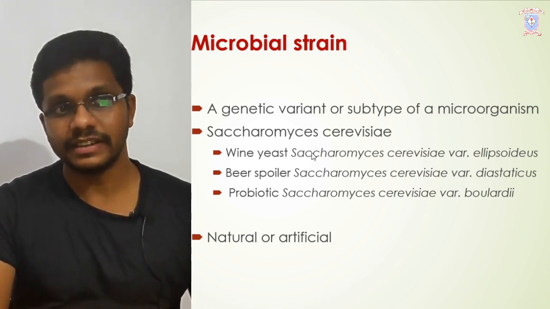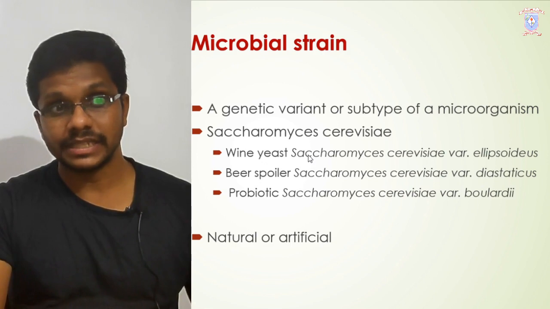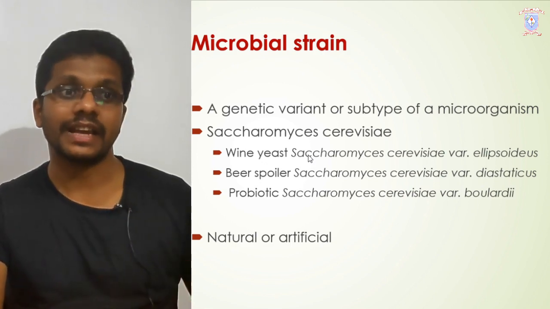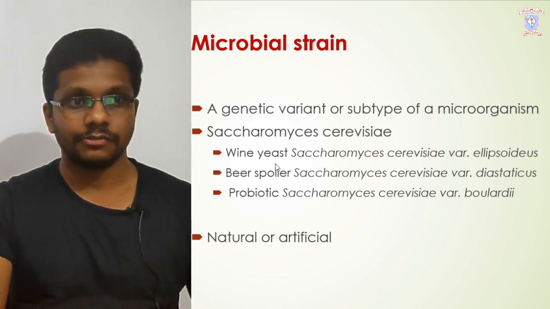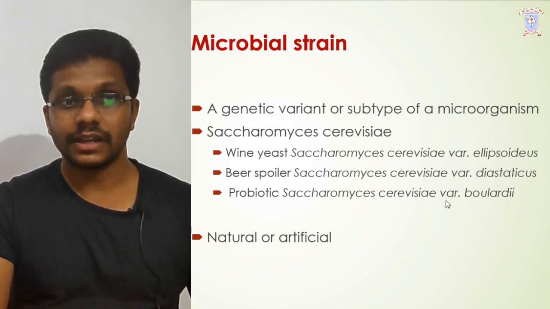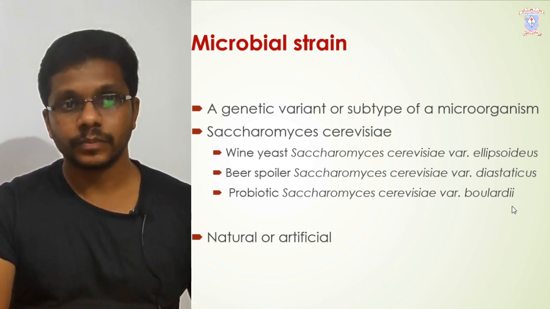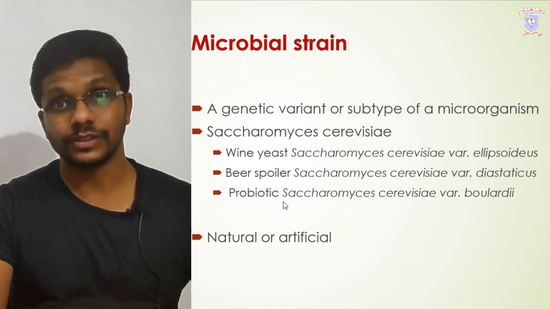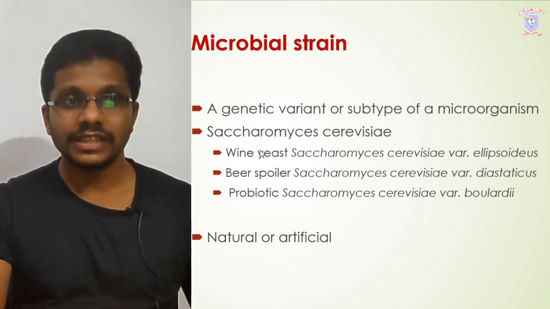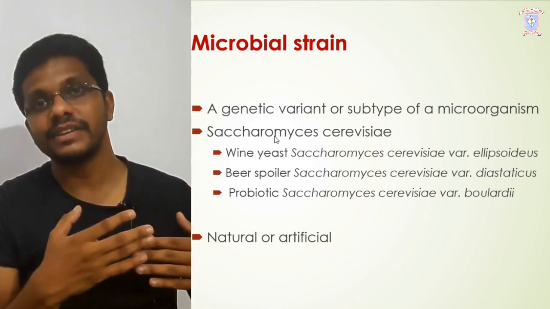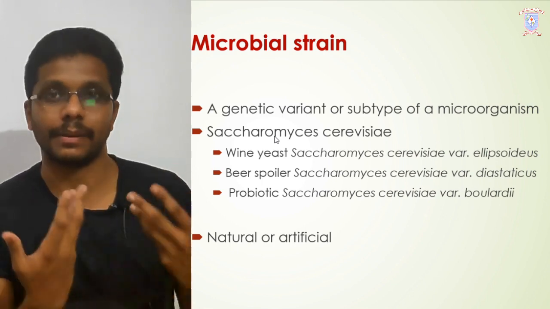So one variant is an excellent winemaker. Another variant of the same species acts as a beer spoiler. Further, Saccharomyces cerevisiae var boulardii is a probiotic. It is used as a medicine. So within a species we have different variants. Different variants may have different industrial applications.